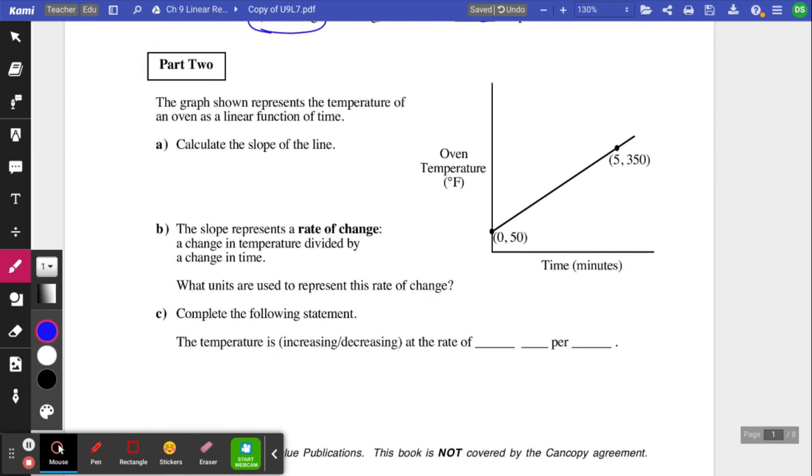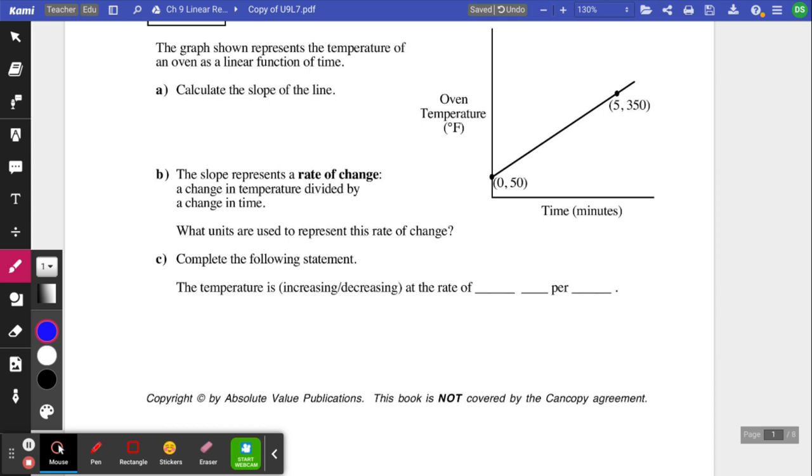Okay, let's try again. This graph shown represents the temperature of an oven as a linear function of time. So temperature and time. Got to keep track of what we're talking about. Temperature is the y-axis, time is the x. And so we can say, okay, let's find the slope. Y minus y over x minus x, right? You understand how to find slope. Let's just review. You with me on it? Okay, so I end up with 300 over 5.